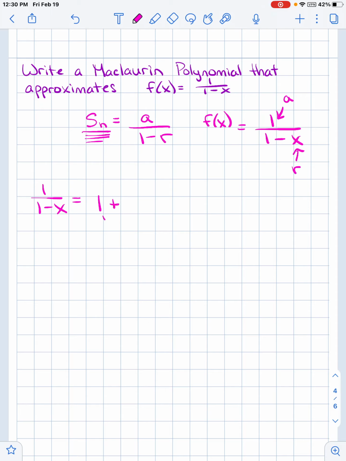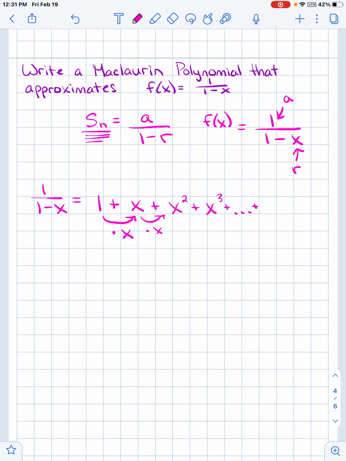To get to the next term in the series, I'm going to have to multiply by my r value, which is x. 1 times x, that's x. And I will multiply by r again. So that's x squared. I multiply by r again, and so on and so forth.